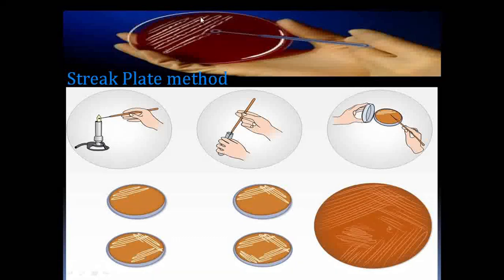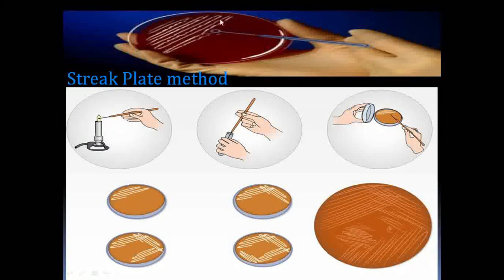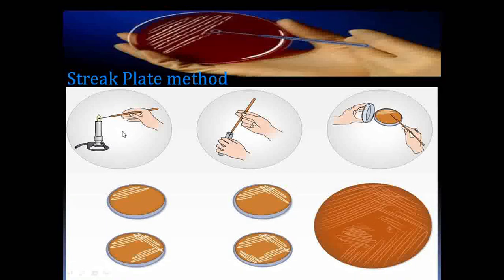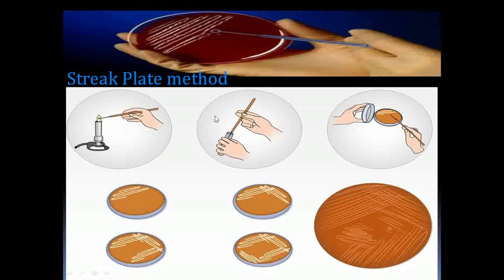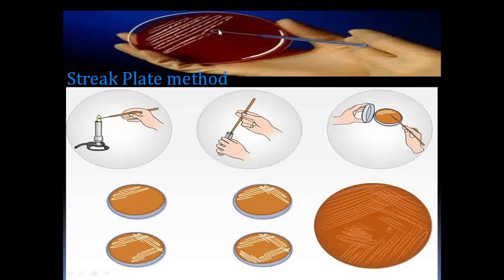In the streak plate method, what else do you need to have? You need a nichrome loop, a burner, and a nutrient agar medium within a petri dish. Right? These three things are most required. And at last, of course, we require a bacterial culture, a mixed bacterial culture of different populations. So how can I do that? With the help of this loop. You can see this loop over here.